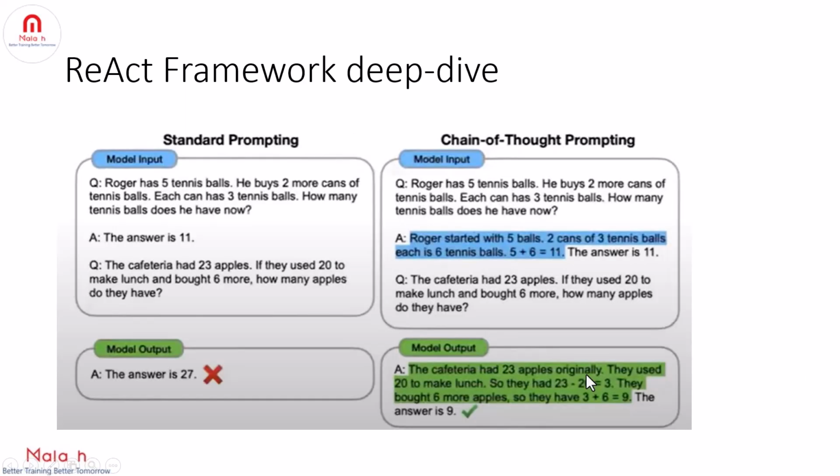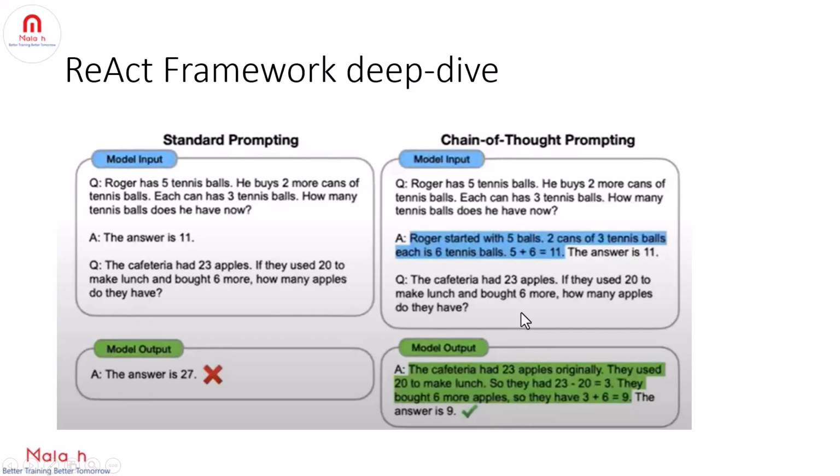Now let's see how ReAct was born. We initially started with chain of thought prompting, which is one of the prompt engineering techniques. The chain of thought, that is COT, prompting technique helps LLMs to answer as if they are thinking and planning, similar to how a human does.